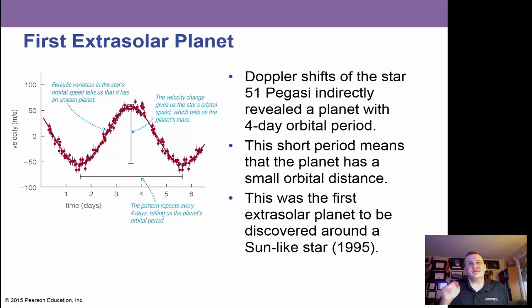And so the first extrasolar planet was discovered by Dr. Jeff Marcy, a colleague of mine in California, in 1995. He found Doppler shifts of the star 51 Pegasi indirectly revealed a planet with a 4-day orbital period. That's extremely close considering Mercury's orbital period is 88 days around the Sun. So this very short period meant the distance had a small orbital distance. And this was the very first extrasolar planet to be discovered around a Sun-like star by Dr. Marcy.